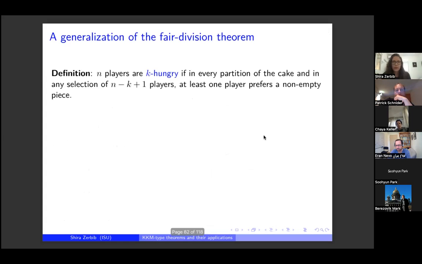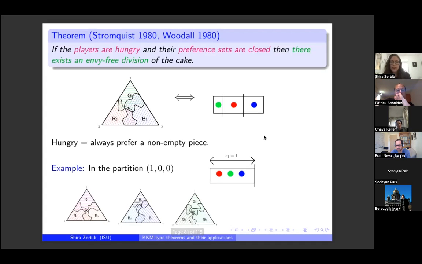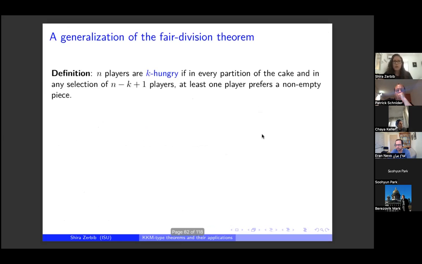All right. So now we want to generalize this theorem in a few different directions. The first direction is a very nice theorem of Soberon from '21. What Soberon says is that the fact that every player is hungry is very strong, and we can actually relax this condition and still get a similar result. So here is a definition by Soberon.